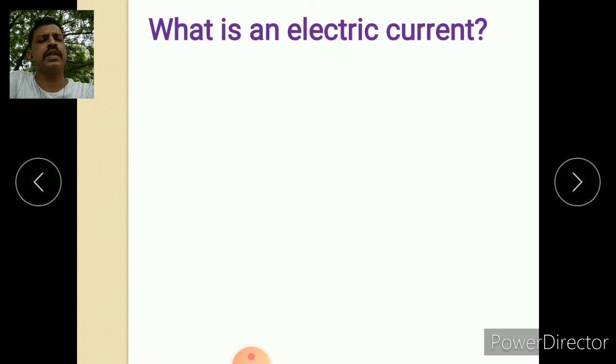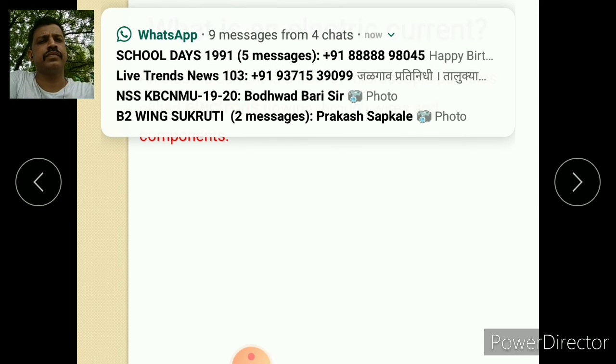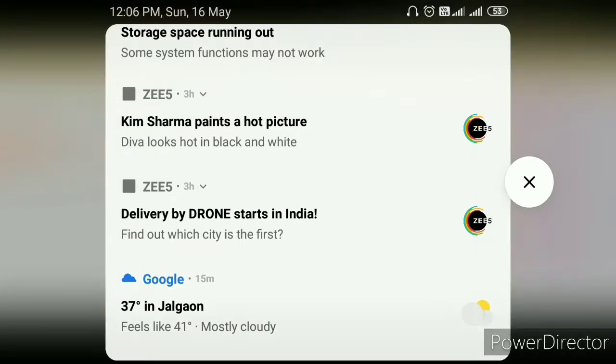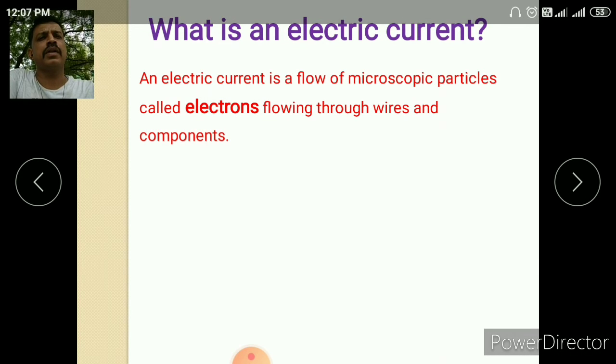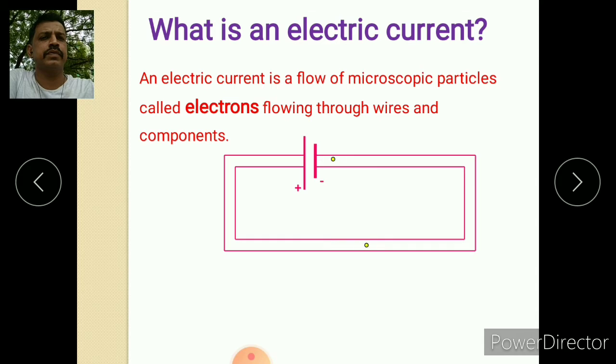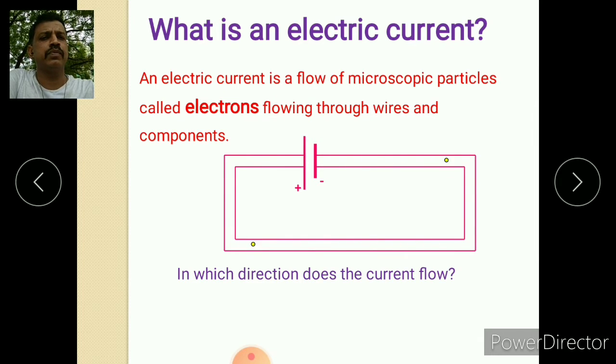What is an electric current? An electric current is a flow of microscopic particles called electrons flowing through wires and components. They are flowing from negative to positive like this.